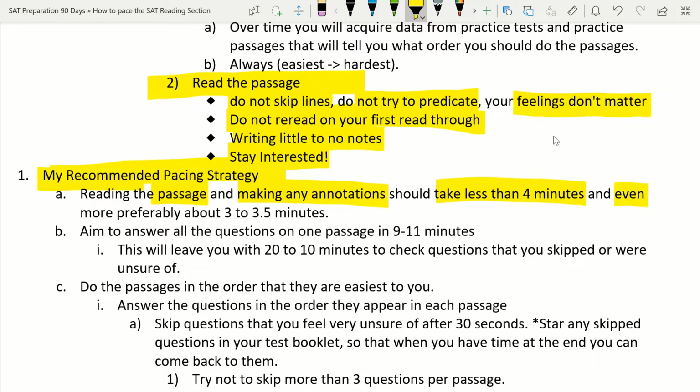Now ideally it should take anywhere from 3 to 3.5 minutes. If you're getting it done in 3 to 3.5 minutes, you're in that perfect range. If it's taking you about 4 minutes or a little under 4 minutes, that's still good as well.